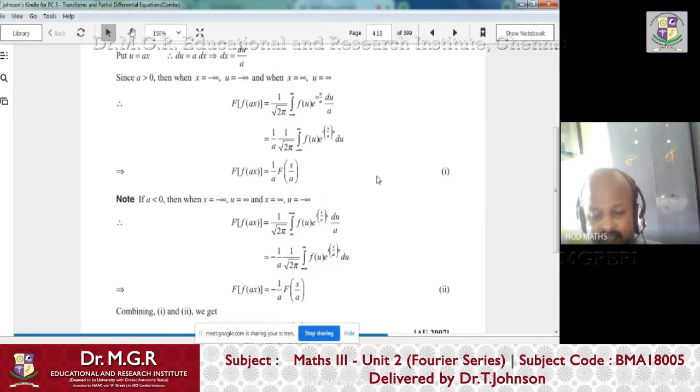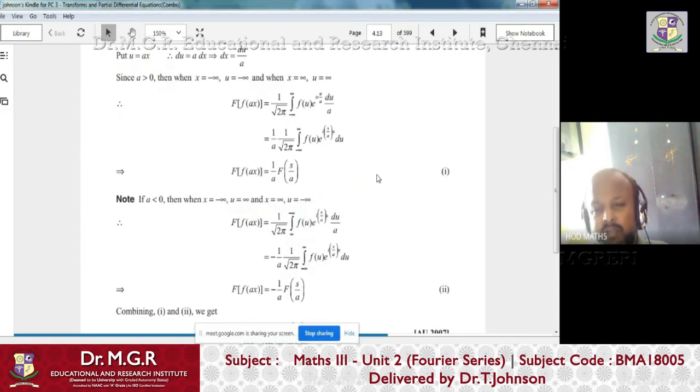Very simple change. If a is negative, whenever you write u equals ax, when x is negative, u becomes positive. Similarly, when x is positive, u becomes negative, because a is negative, so even though it is a very small number, if you multiply minus with infinity, it becomes minus infinity. So previously it was minus infinity to plus infinity, but now plus infinity comes down, minus infinity goes up.